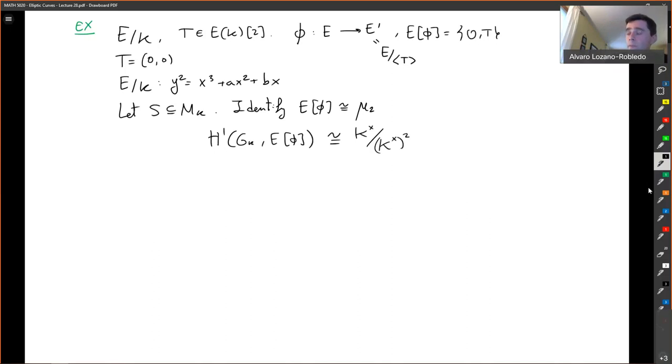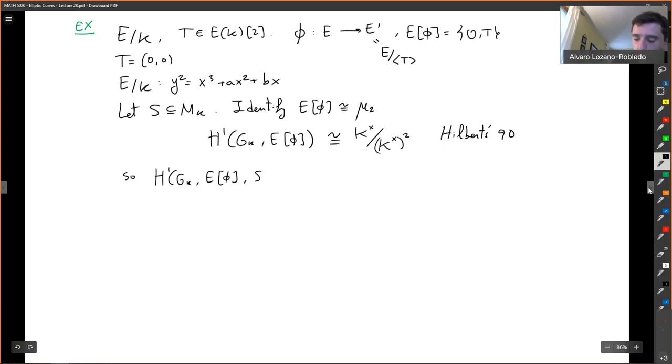Okay, so that is by Hilbert's 90. But we know that the Selmer groups are inside cohomology classes that are unramified outside S. But we know then what classes will be unramified outside S. Of these will be precisely KS2.